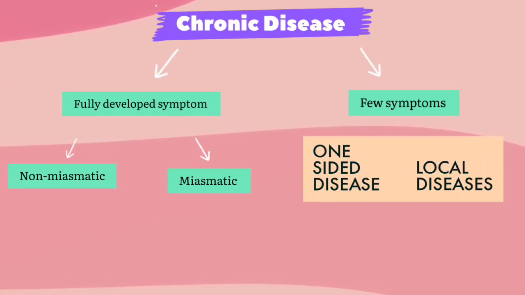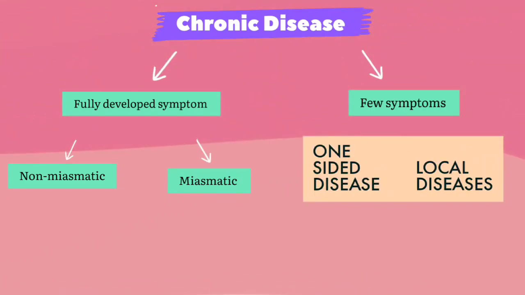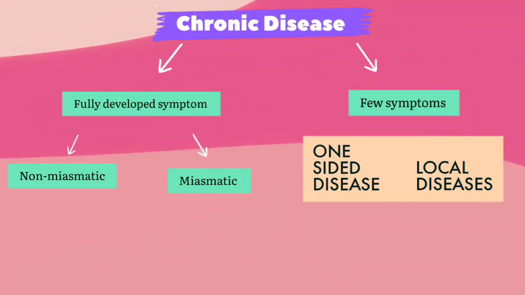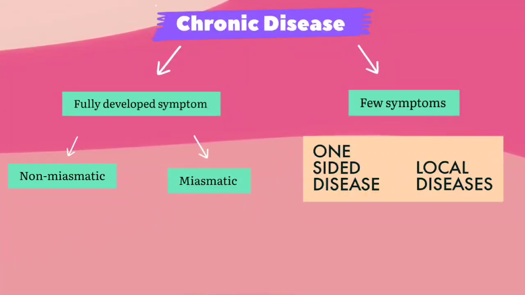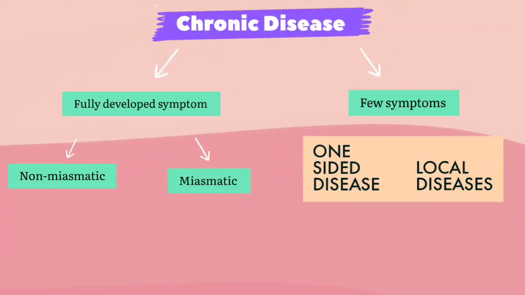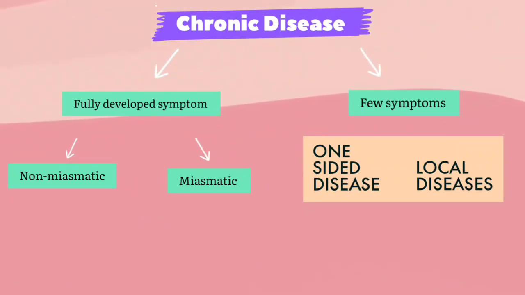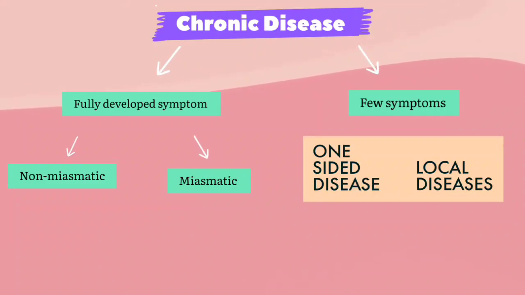Now, one-sided diseases are further divided into diseases with mental symptoms and diseases with physical symptoms. In this video, we will discuss only chronic diseases with fully developed symptoms, as one-sided diseases and local diseases are separate video topics and will be discussed later in our future videos. Now, chronic diseases with fully developed symptoms are basically of three types.